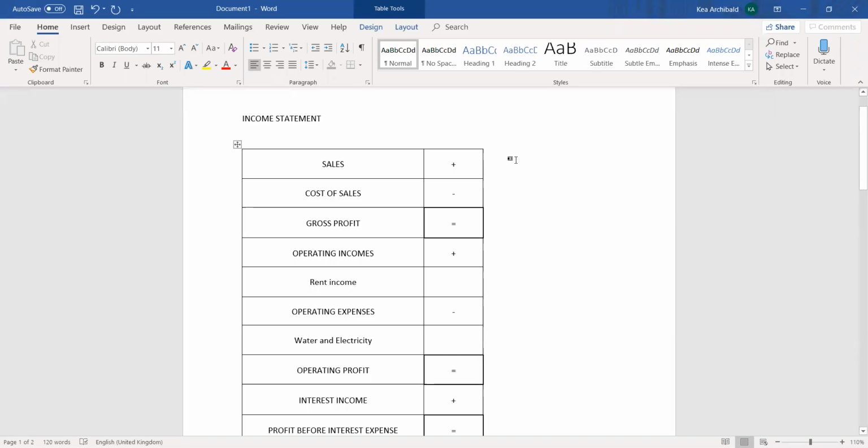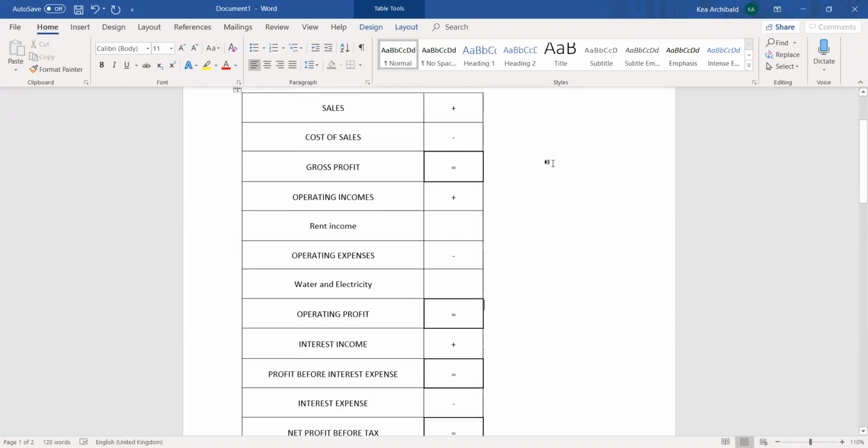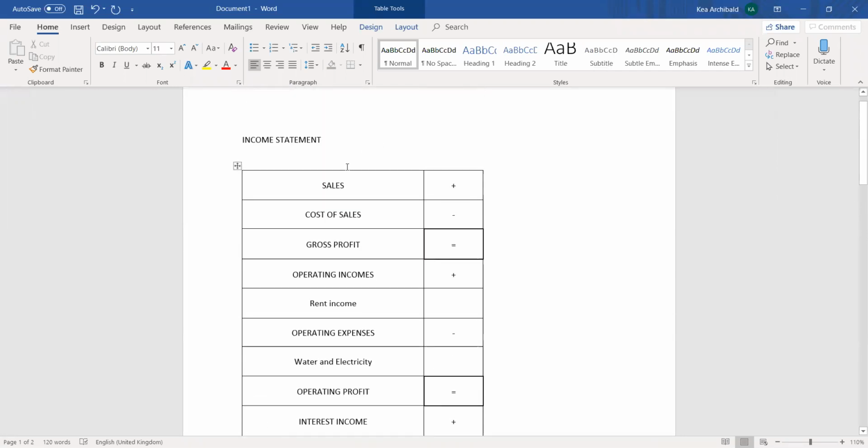This lesson is on the income statement. This is a very general, typical income statement for a company, a very basic one. In our income statement, we'll start off with our sales amount. This is a positive figure in our income statement. The sales amount would be the total amount earned for selling goods.